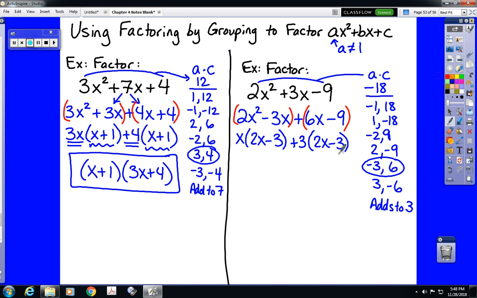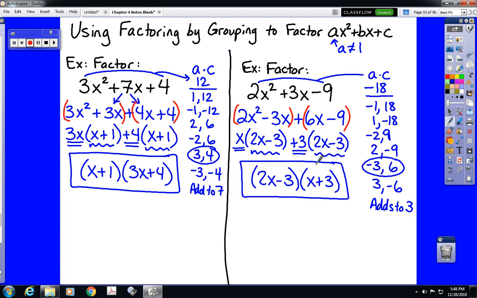Again, the goal is to make sure these binomials are the same, because that is what we factor out next. 2x minus 3, and that leaves what's left in front of the parentheses, x plus 3. We're going to keep looking at examples here.